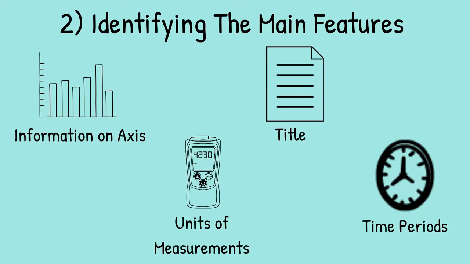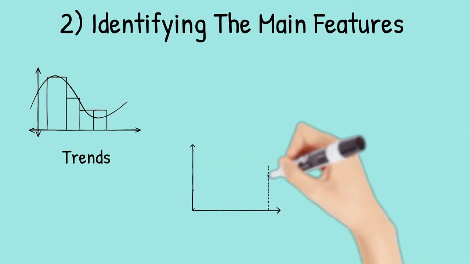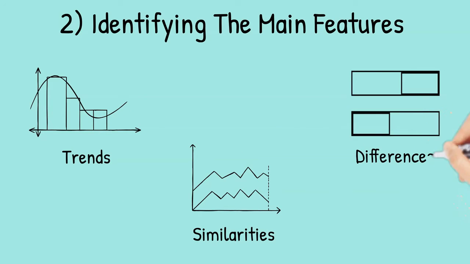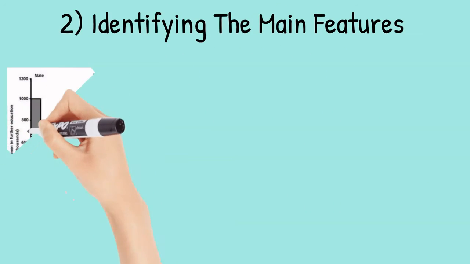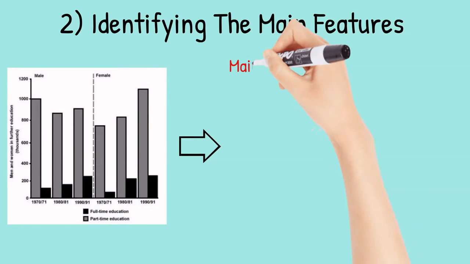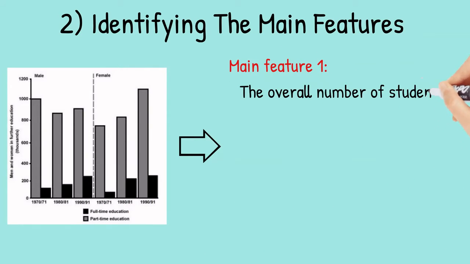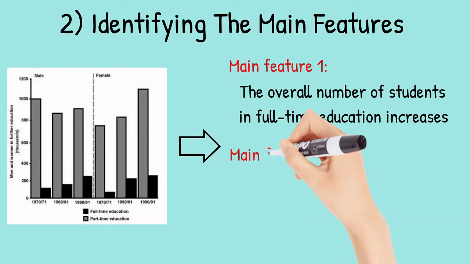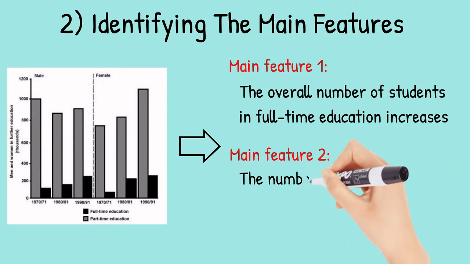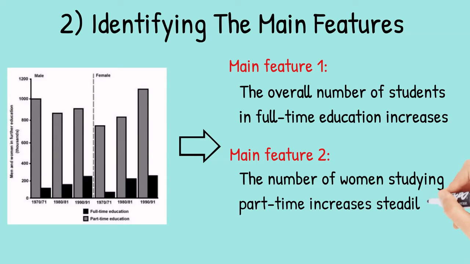What is the most obvious trend? And what are the most notable similarities or differences? Two general trends in this graphic are: main feature 1 is the overall number of students in full-time education increases, and main feature 2 is the number of women studying part-time increases steadily, but for men it fluctuates.